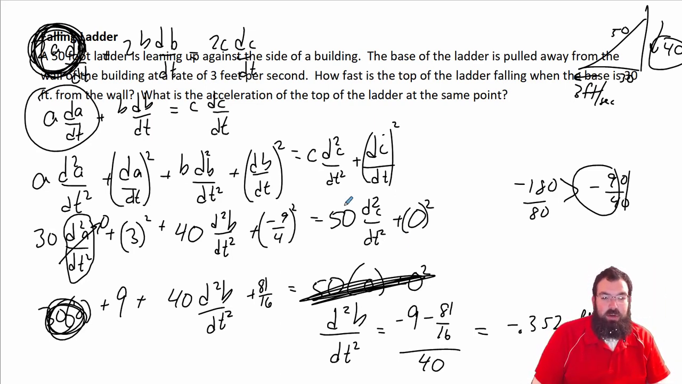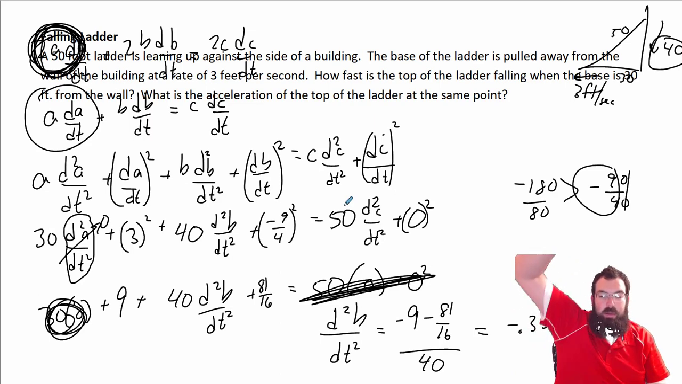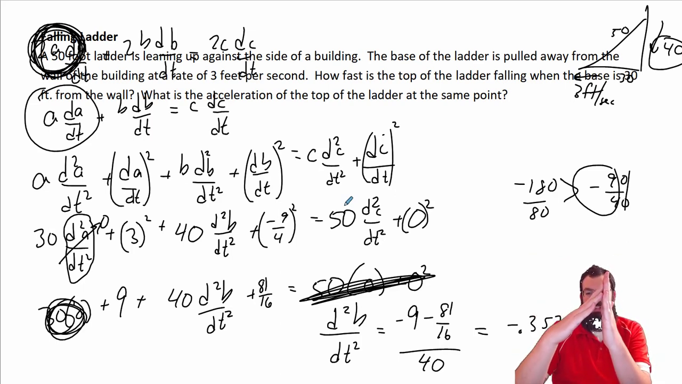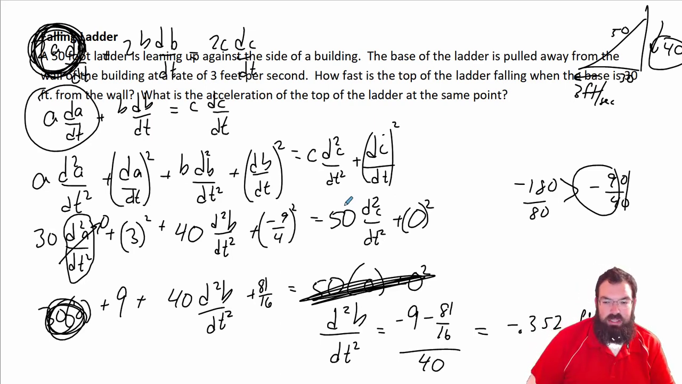All right? This is the acceleration of the ladder when it's coming down the base of the hill, or the base of the building, right? So it's getting pulled, so it's coming down at a rate of negative 0.352 feet per second, right? That's the acceleration at that value.